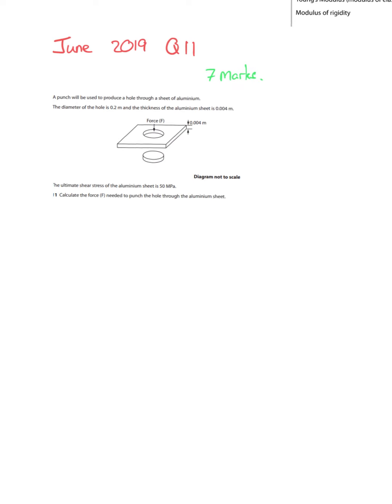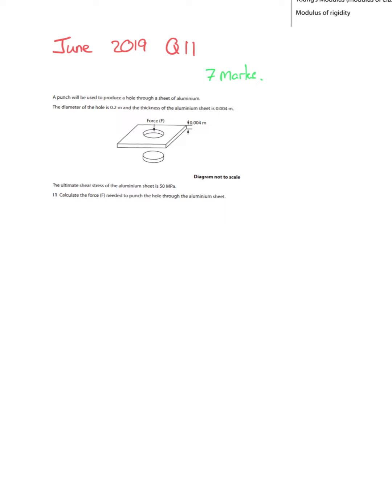So looking at the question, a punch will be used to produce a hole through a sheet of aluminium. The diameter of the hole is 0.2 meters and the thickness of the aluminium sheet is 0.004 meters. We're told the ultimate shear stress of aluminium is 50 megapascals, and we're asked to find the force needed to punch through the aluminium sheet.